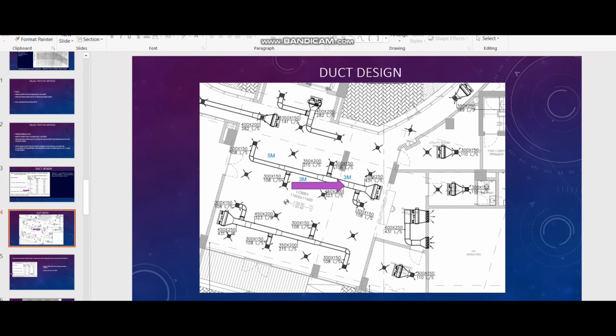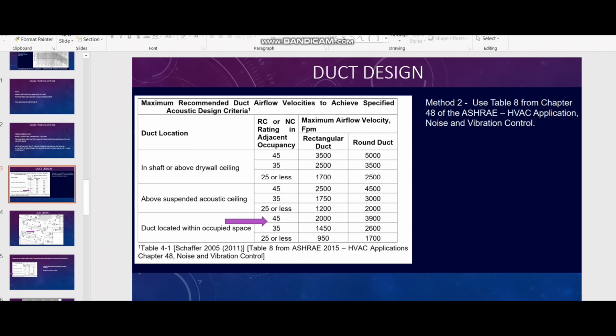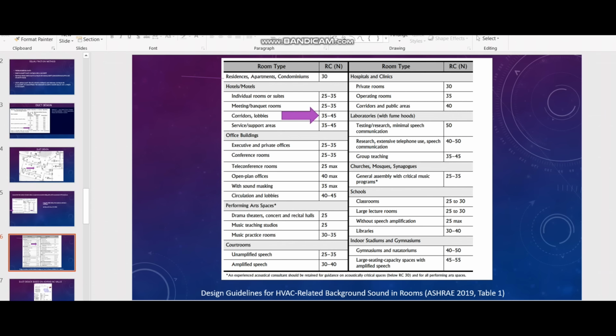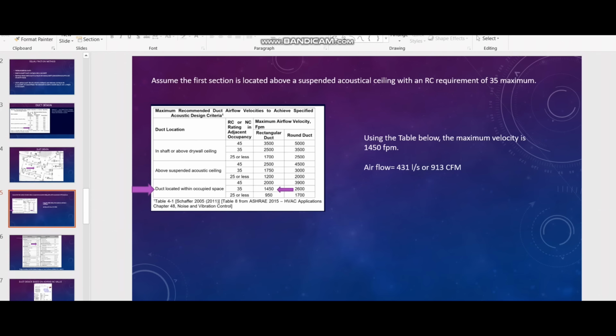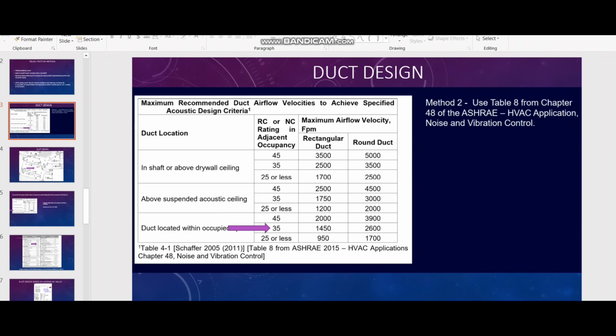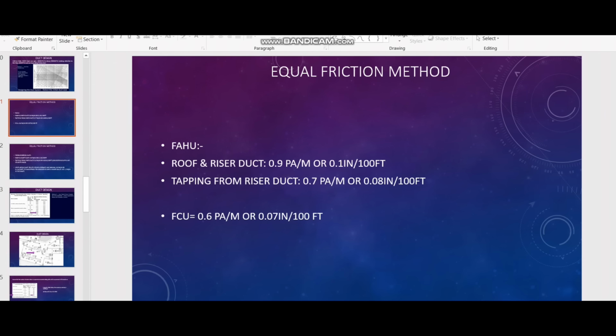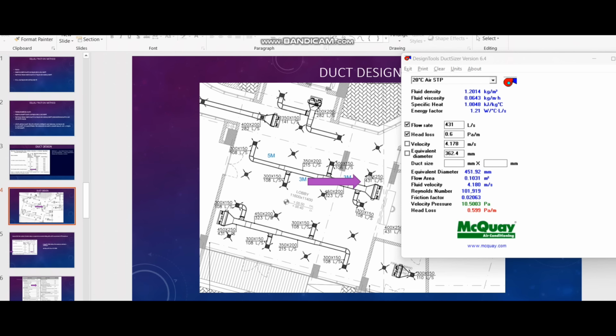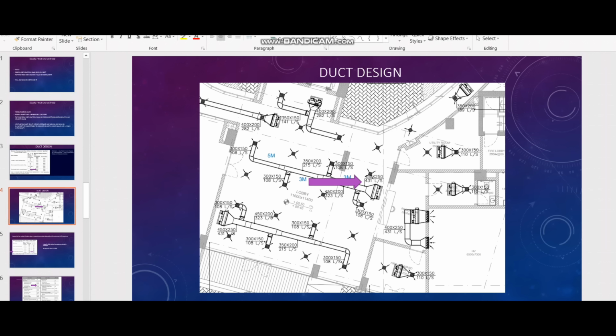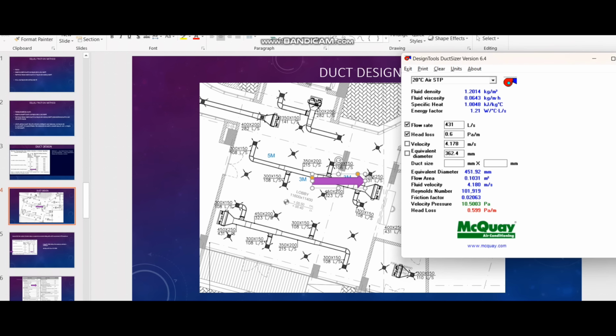For example, in the last project which I did, you can see 431 liter per second, which is the lobby area. Here there is no requirement for the noise level, so I'll follow 35 as per the ASHRAE Application Handbook. As I showed you, in the ASHRAE Application Handbook, 35 to 45 is acceptable, so I'll go with 35. 35 means the maximum velocity must be within 1450. So let me take my data and verify the value. Here you see 0.6 Pascal per meter is the value I'm going to follow for the design now. In this project, you can see the airflow from the cooling load calculation is 431 liter per second. I'm going to apply the same value, 431 liter per second.